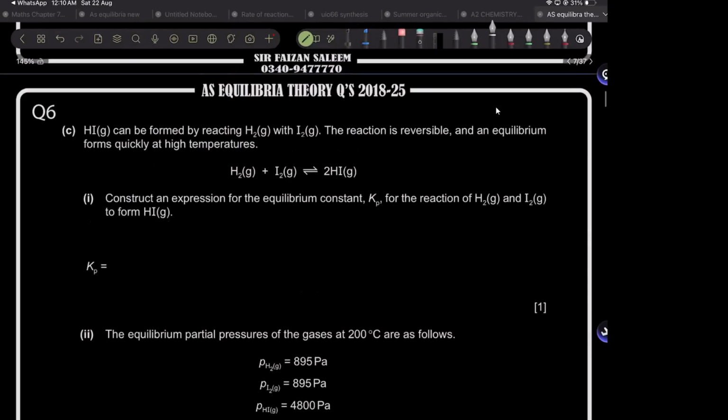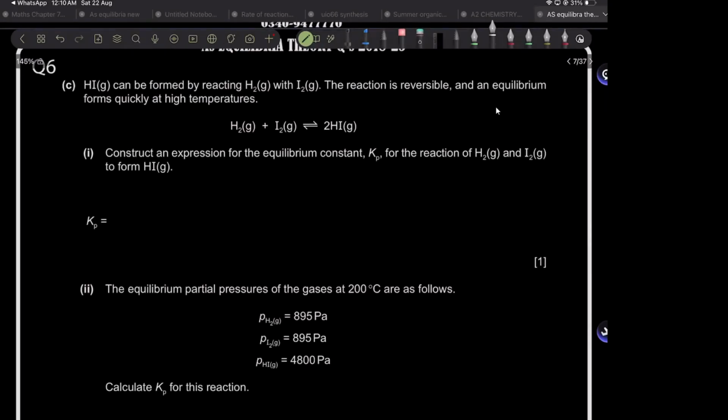All right, this is a very quick question. Let's do this and then we'll end class. HI can be formed by the reaction of H2 and I2. The reaction is reversible and equilibrium forms at high temperatures. Construct an expression for the equilibrium constant Kp for the reaction of H2 and I2 to form HI gas.